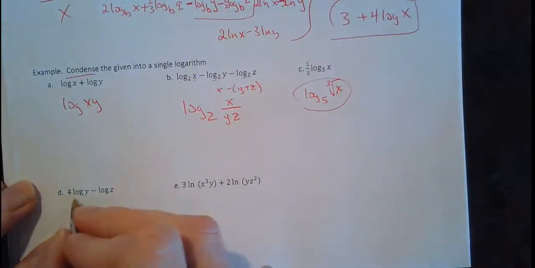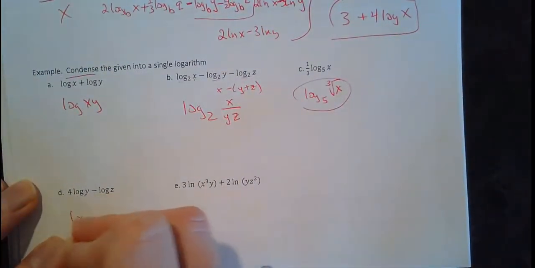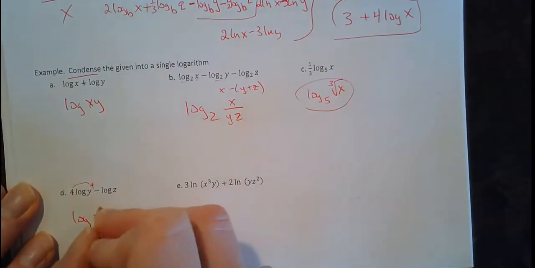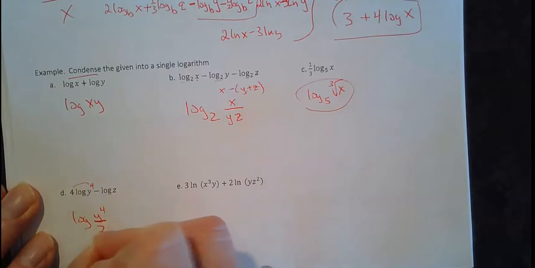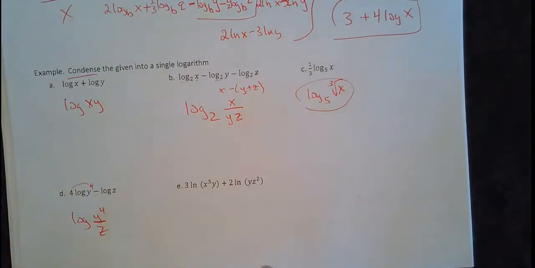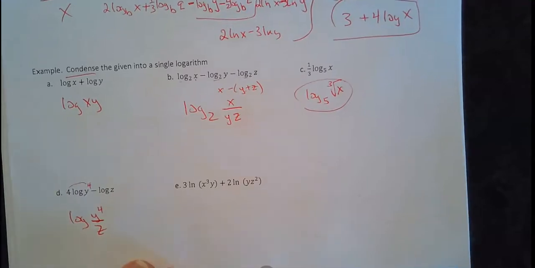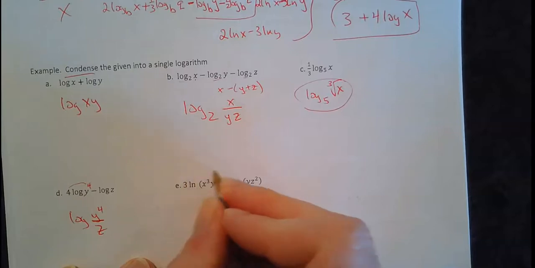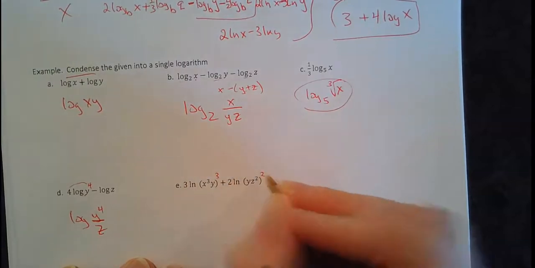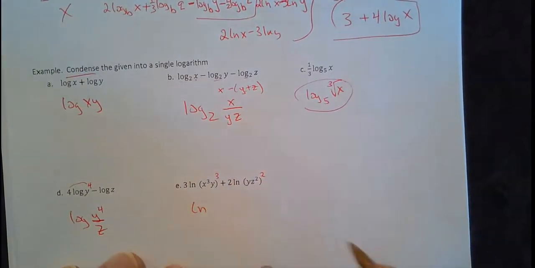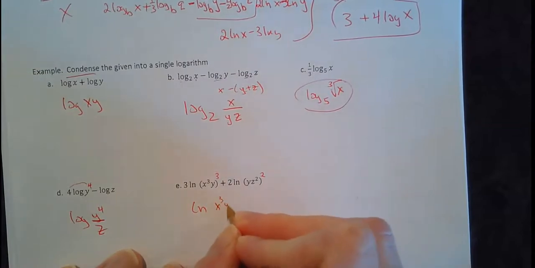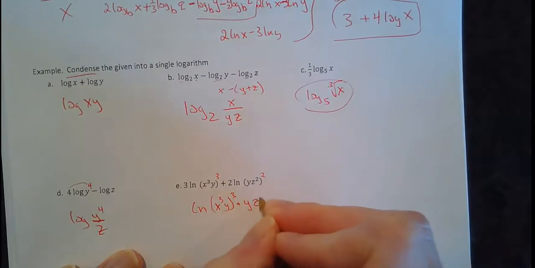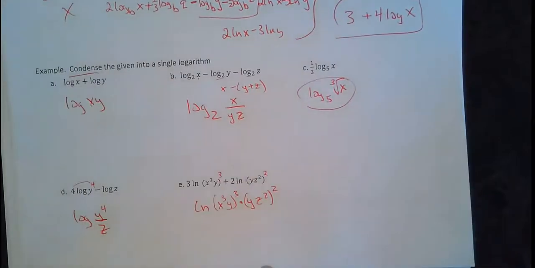Down here, both common logs. So I can write one common log. This could come up here as a 4, y to the 4th, so it would be y to the 4th, minus means divide, so common log of y to the 4th over z. This one's going to get crazy here, so let's kind of split these up. This 3 would go up here as a 3rd power, this would go up here as a 2 power. So it would be natural log of x cubed y to the 3rd times y z squared to the 2nd.